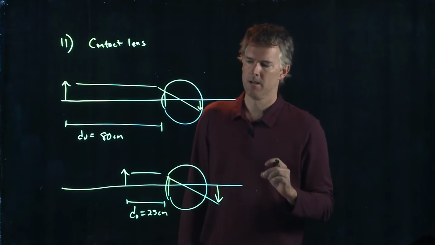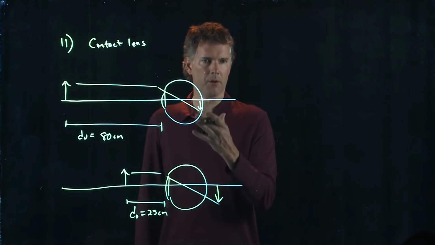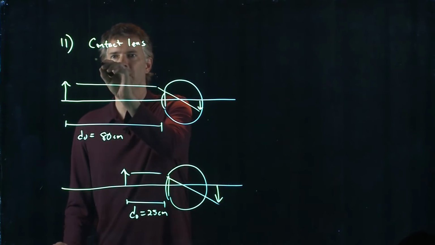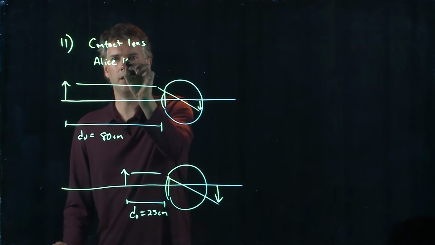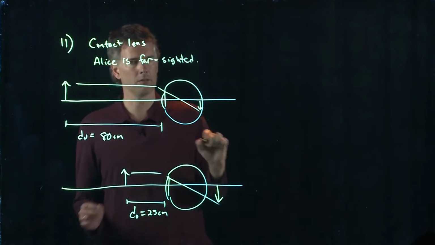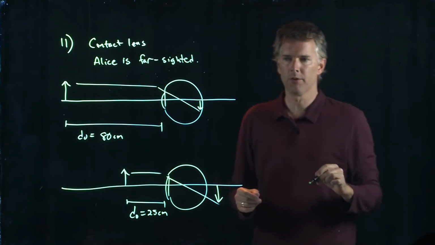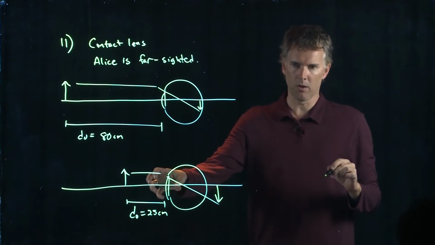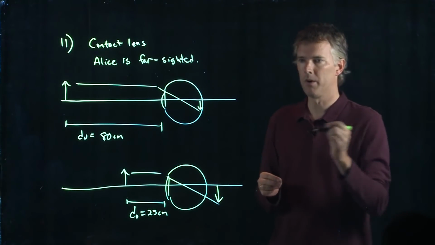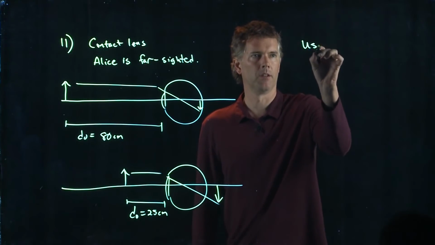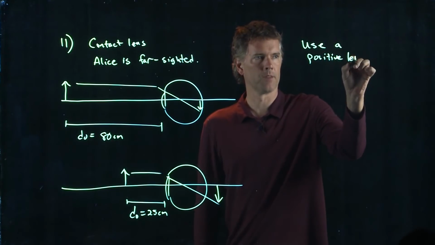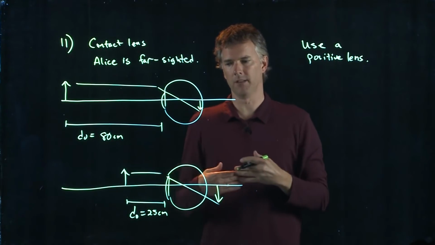Okay? So this is, of course, somebody that is what? Farsighted or nearsighted? Farsighted. Alice is farsighted because she can see things that are far away, but she can't see things that are close. So right off the bat, if you're going to fix Alice's eyeballs to read, do you want to use positive lenses or negative lenses? Yeah, you need to use a positive lens in this case. Reading glasses are positive lenses.